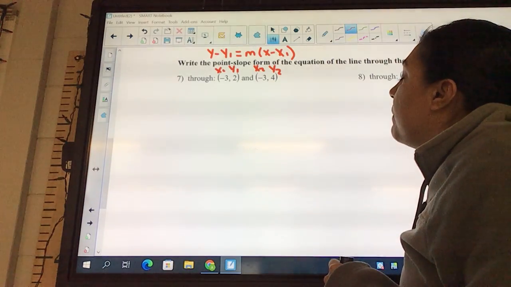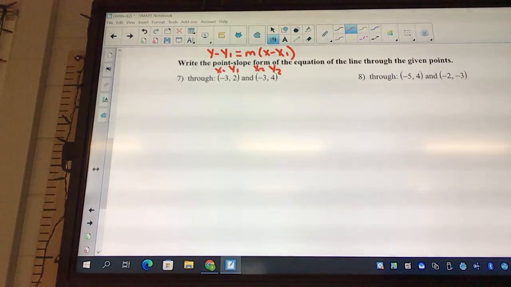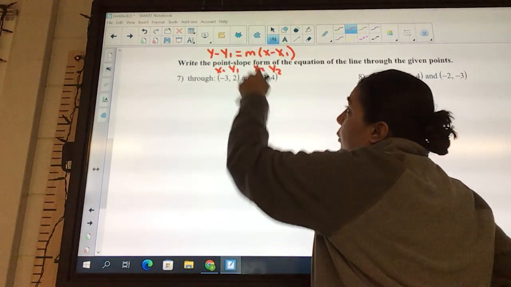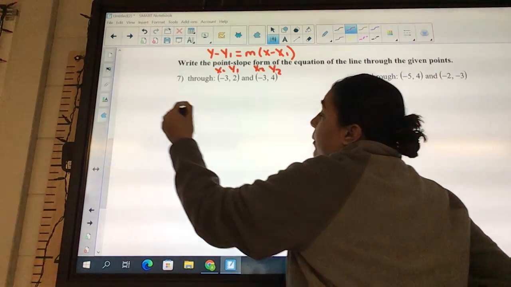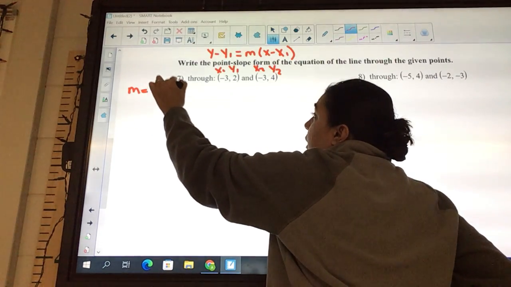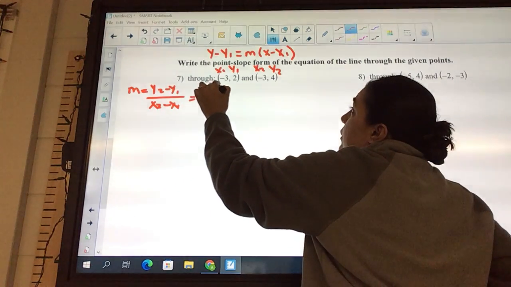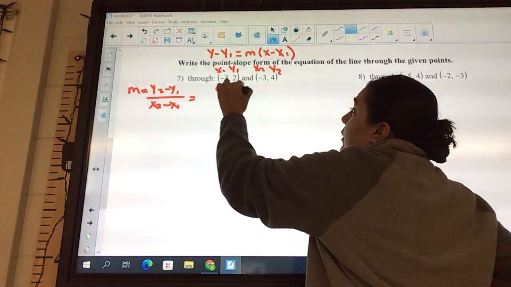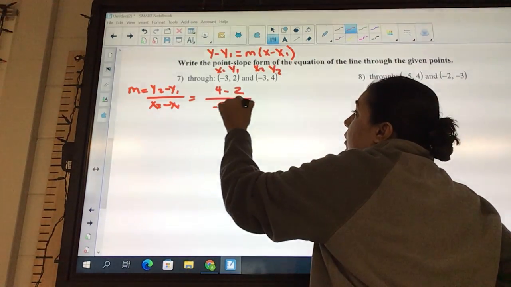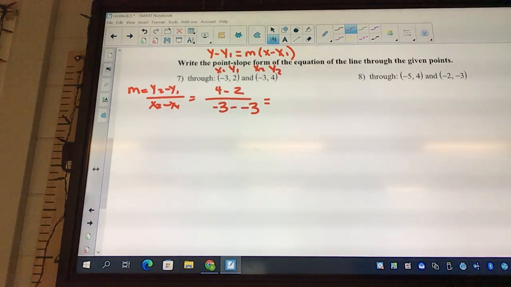Okay, so what formula uses the x1, y1, x2, y2? Okay, well, we've got x1s and y1s to use in our formula, but we have no slope. And the slope formula will let us find this. So we say y2 minus y1 over x2 minus x1. Okay, so y2 is going to be 4 minus y1 is 2 over x2 is negative 3 minus x1 is negative 3. Ooh, I think this is going to be one of those weird ones.